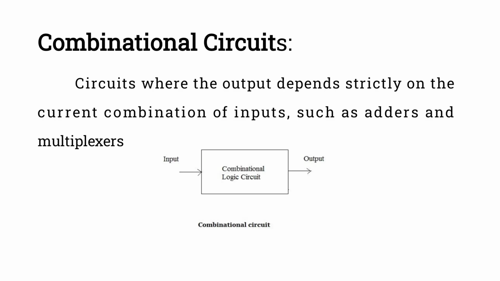Next, combinational circuits. In combinational circuits, the output depends only on the present input. For example, adders and multiplexers. So, this is the block diagram of a combinational logic circuit. Here, the output depends only on the present input.